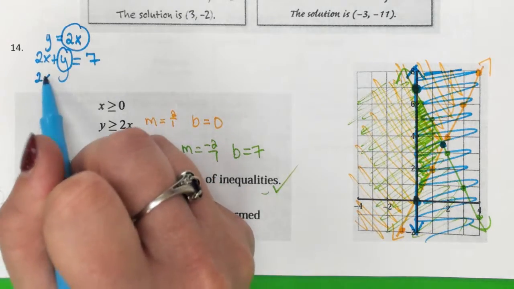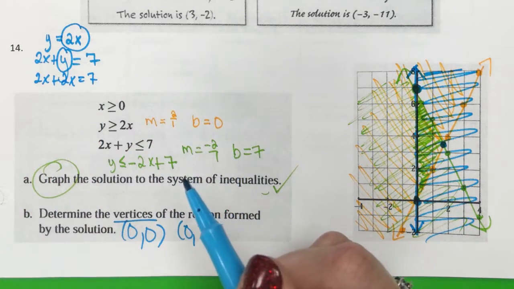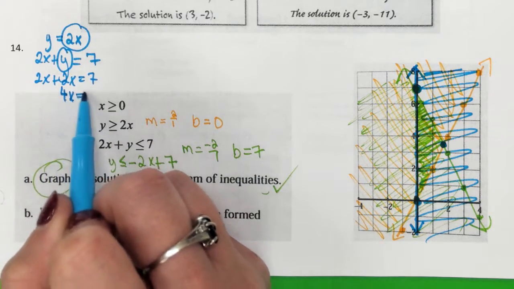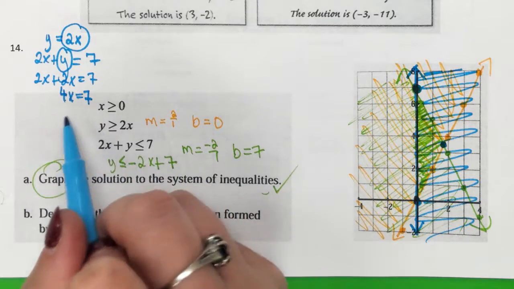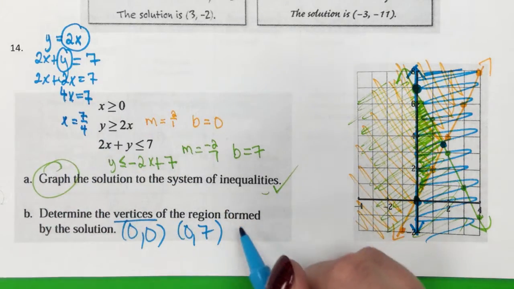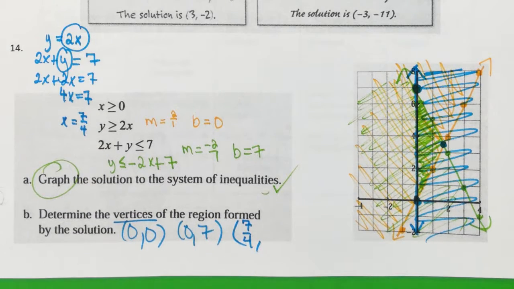So you had 2x plus 2x is equal to 7. What's 2x plus 2x? 4x, yeah. Divide, and we're not going to do a decimal. 7 over 4. Beautiful. So we know the next one has an x value of 7 over 4. Okay? All right, then we have to plug that back in to find y.